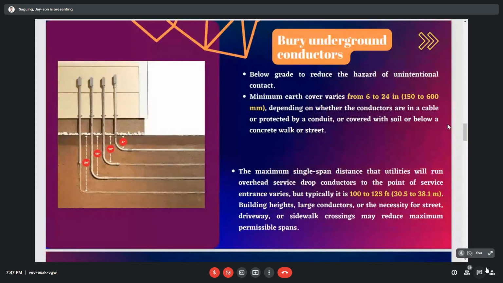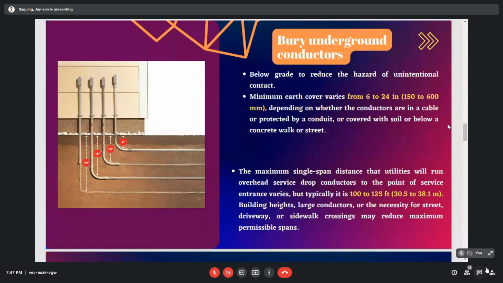Buried underground conductors. It is necessary to bury underground conductors sufficiently below grade to reduce the hazard of unintentional contact. The required depths of burial can be found in the NEC code. The minimum earth cover varies from 6 to 24 inches or 150 to 600 millimeters, depending on whether the conductors are in cable or protected by a conduit or covered with soil or below a concrete walk or street.